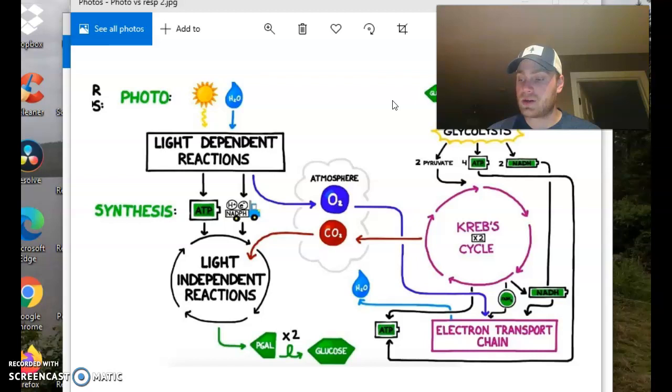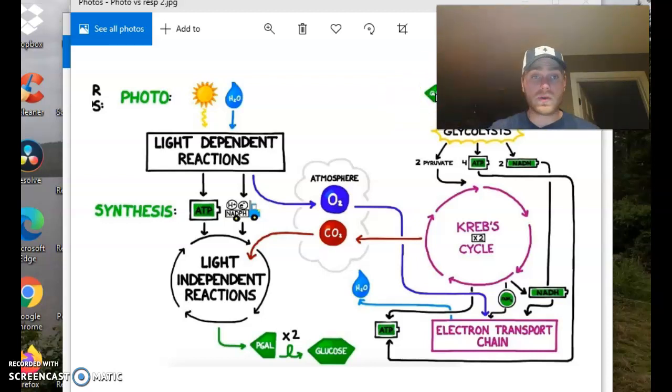And basics are that energy comes in the form of ATP, which is adenosine triphosphate. It's a highly energetic molecule that can be used up and then replenished. And that's what makes it such an important energy molecule.